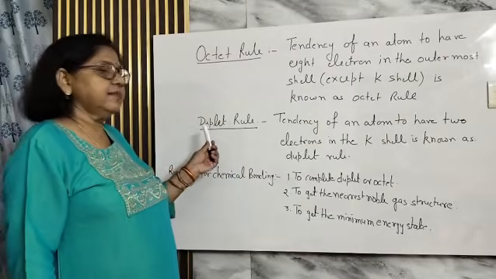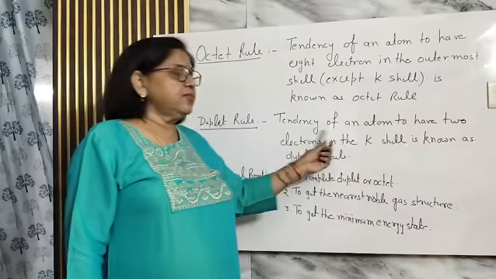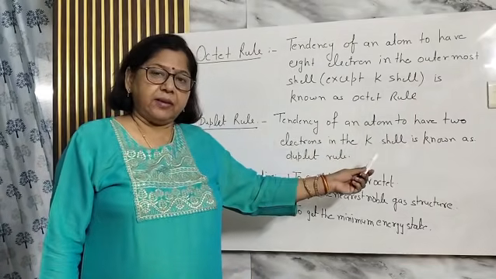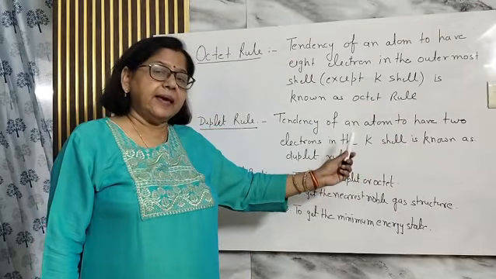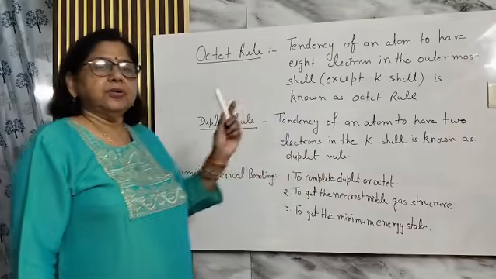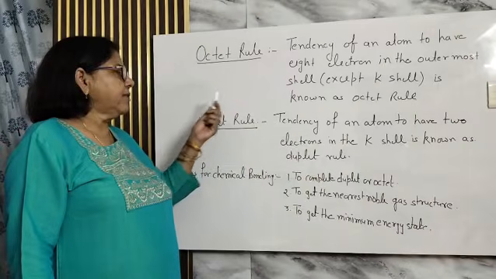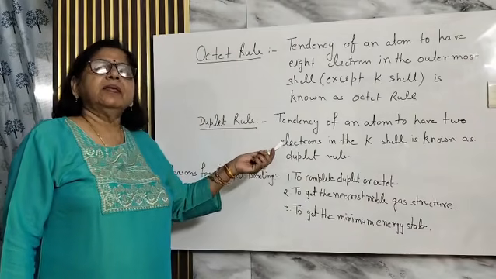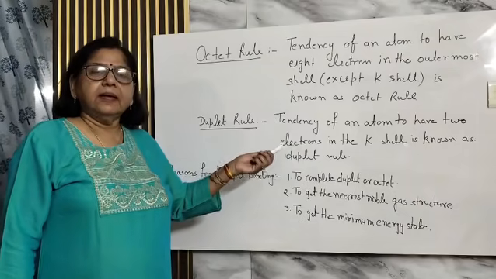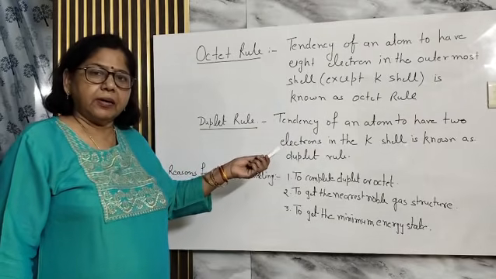Now the second is the duplet rule. The duplet rule says the tendency of an atom to have 2 electrons in the K shell. Point to be noted, 2 electrons in the K shell is known as the duplet rule. So, to have 8 electrons in the outermost shell or to have 2 electrons in the K shell is the basic need for every atom to be stable in nature. And that is the root cause for chemical bonding.